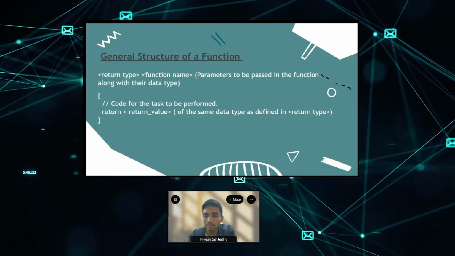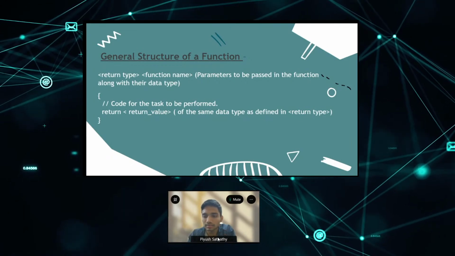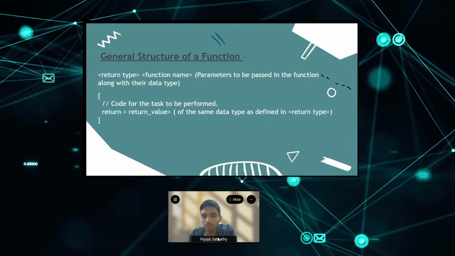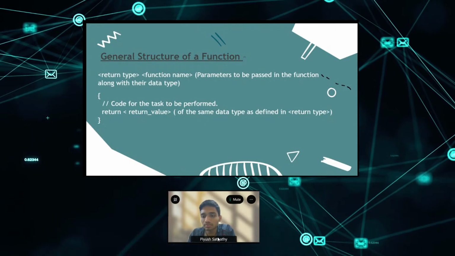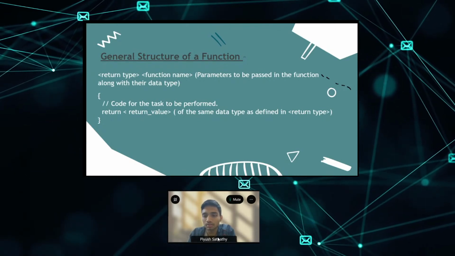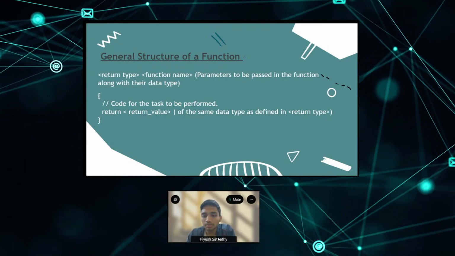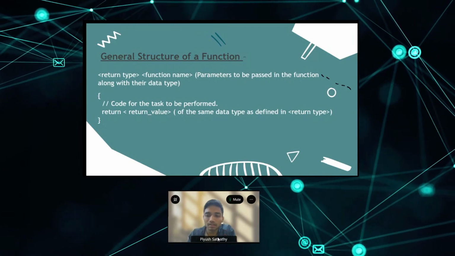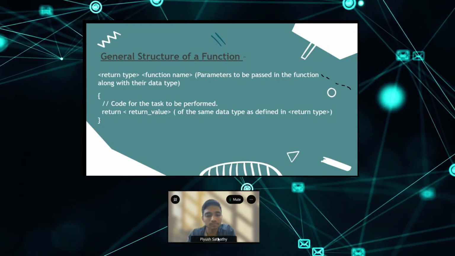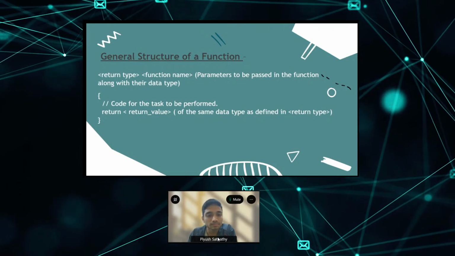After that come the parameters inside brackets, which are the variables to hold values of arguments passed while the function is called. A function may or may not contain a parameter list. After that, the body of the function is present. So next.